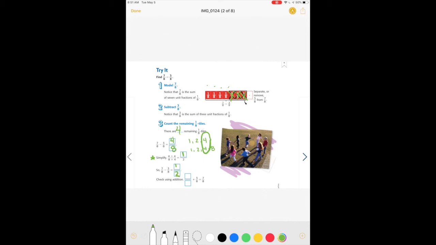Now, when you check this using addition, you want to use the answer that is not simplified, because if I put in 1/2 here, my denominators are different. All right, when we add like fractions, our denominators need to be the same. So I don't want to use the 1/2. I want to use my 4/8. Now we leave the denominator the same, 8 stays 8, and we add 4 plus 3 to get 7/8, which is what we started with up here, so we are good to go.